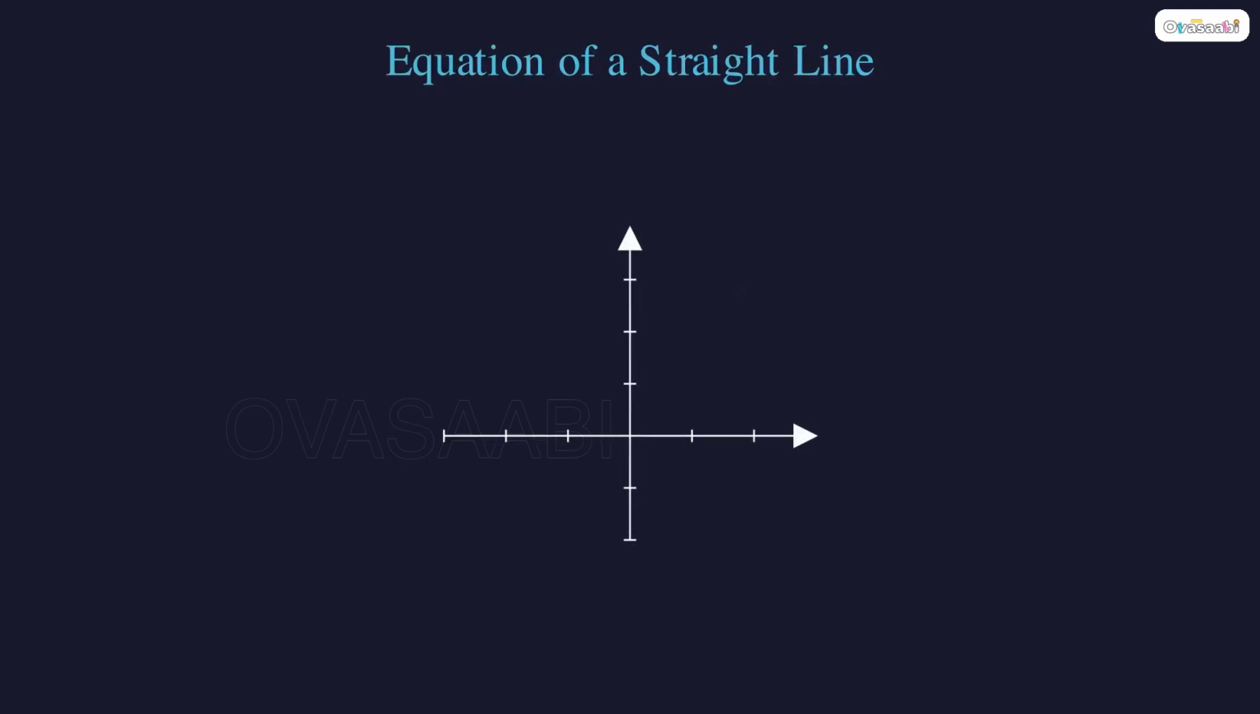Imagine you're driving from Bamenda to Douala. The road goes uphill at a steady slope. How would you describe that road using mathematics? Let's find out.